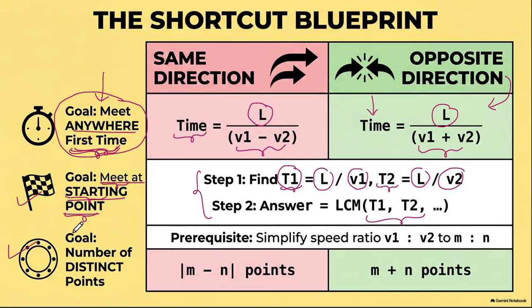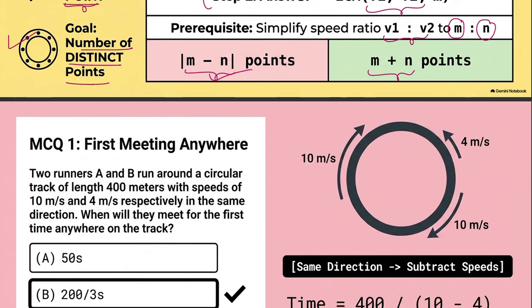Our third short trick formula is to find the number of distinct points where they will meet. To find the number of distinct points, you simply take the ratio of their speeds and write it as m is to n. If they are running in the same direction, you subtract m and n, and whatever value you get is the number of distinct points where they will meet. If the direction is opposite, then we add the values m and n. Let's start with the questions.